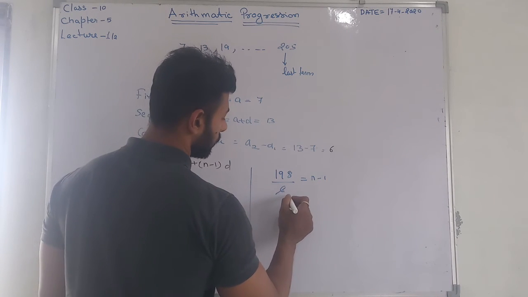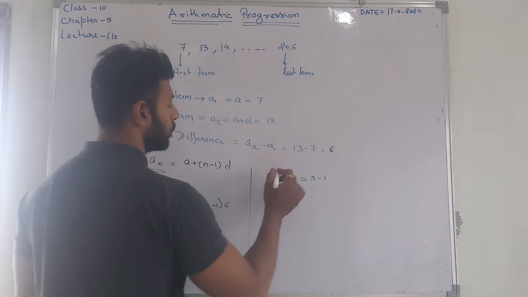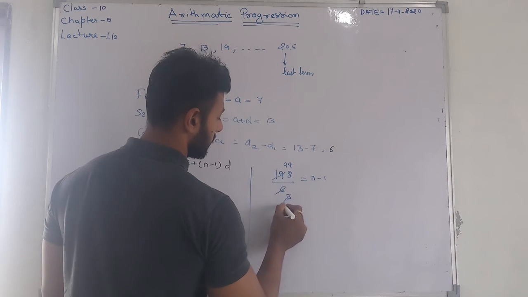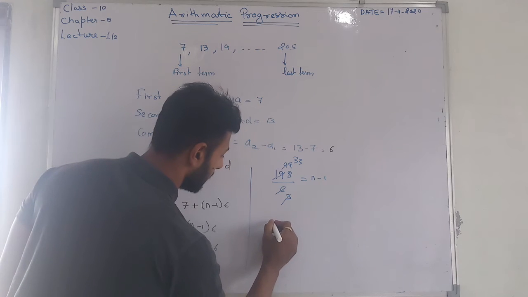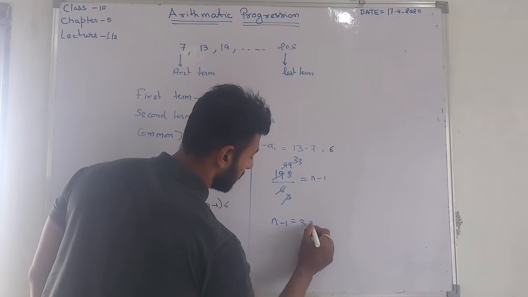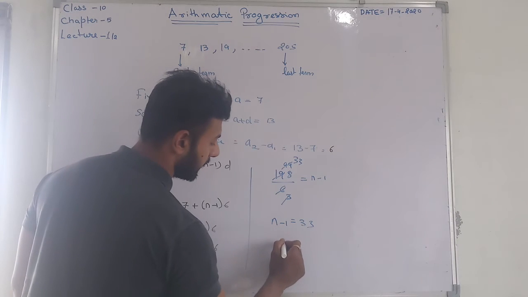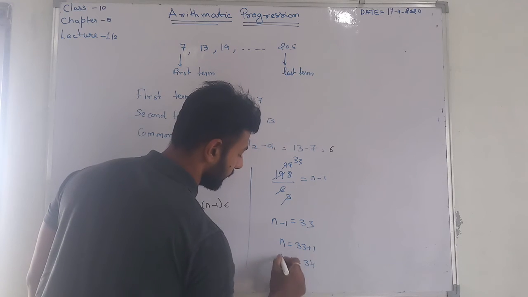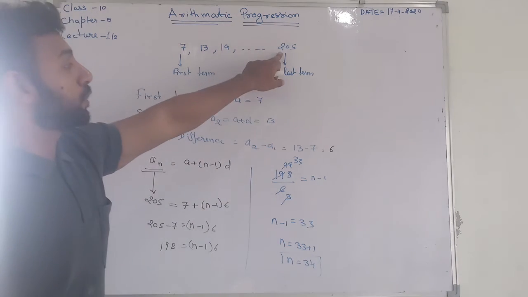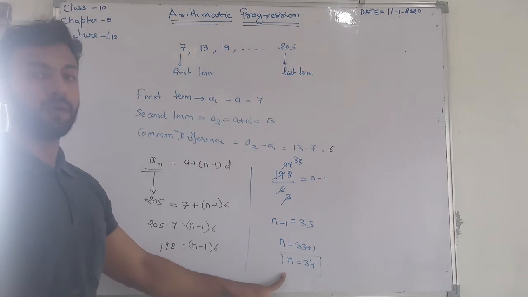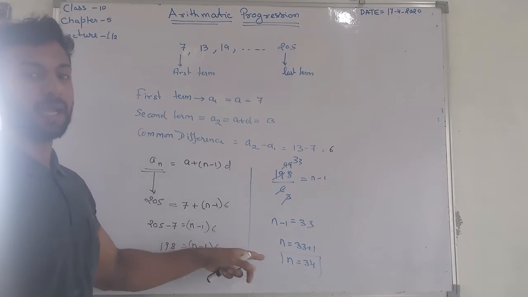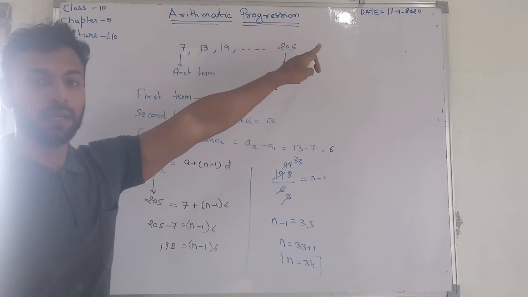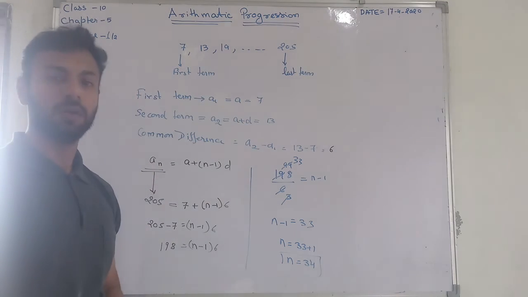Solving this, 6 threes are 18 and 6 thirty-threes are 198. So we are getting n minus 1 is equal to 33. Taking this minus 1 over here, we get 33 plus 1. So n is equal to 34. So this 205 is at the place of n equal to 34, which means there are 34 terms in this series. This is first, second, third and so on. The 34th term is 205.